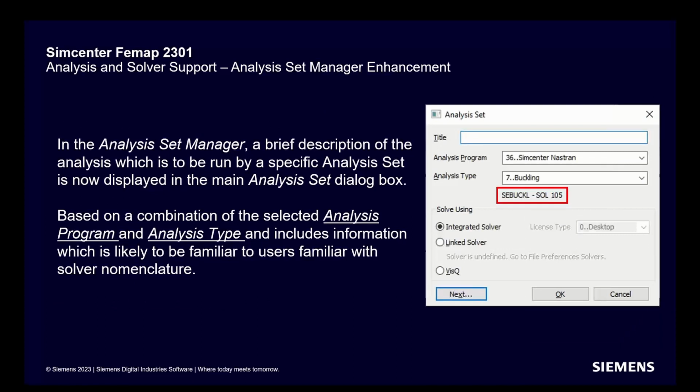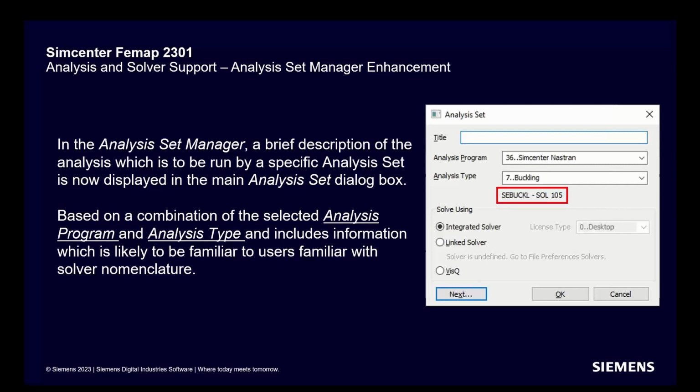So another improvement in terms of analysis sets is that the very first window that opens up if you modify an analysis set, where you specify the program, Nastran, and the type, for example here buckling, is that it'll tell you which solution it's actually using, which is, I think this is mostly an improvement for new users, because I know when I first started, I was talking to someone about a problem that I was running into.